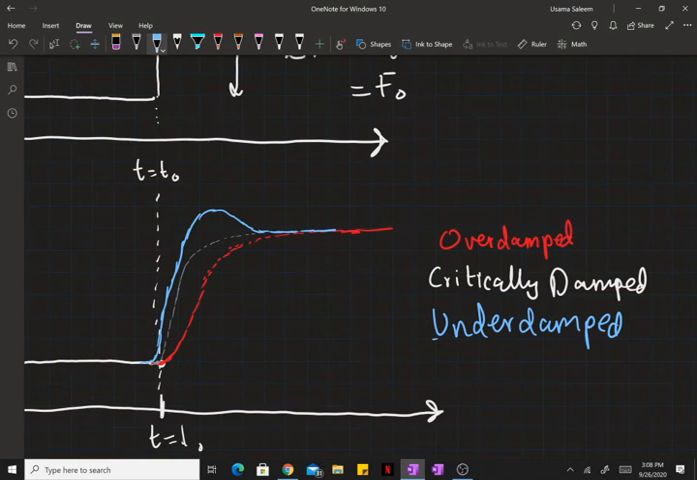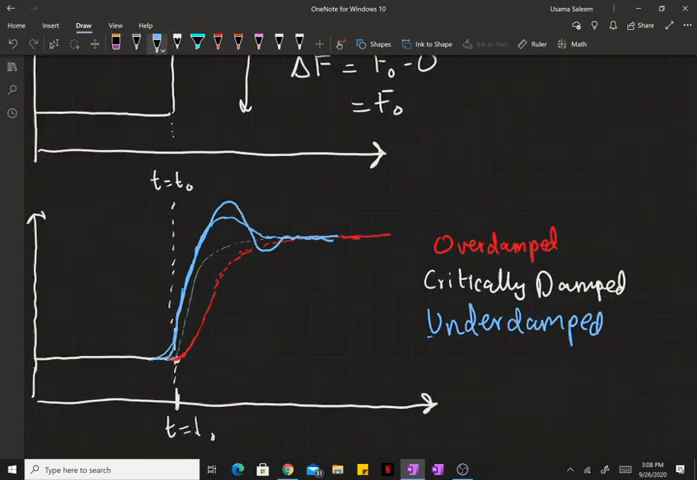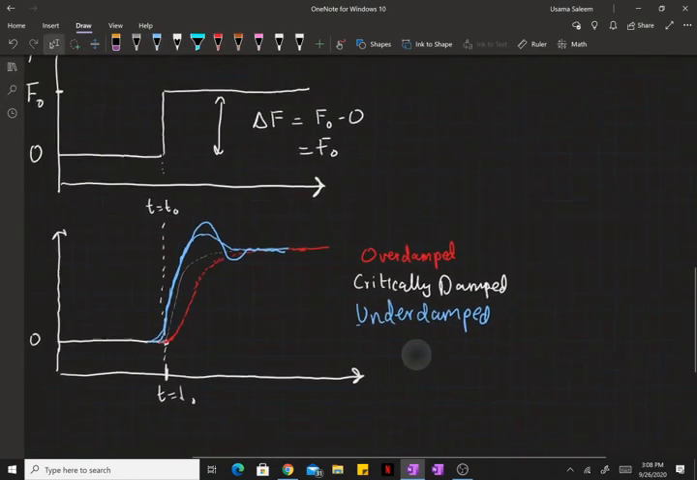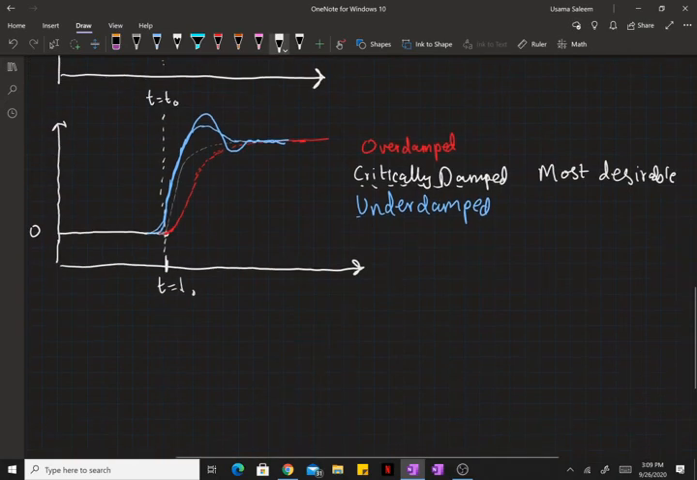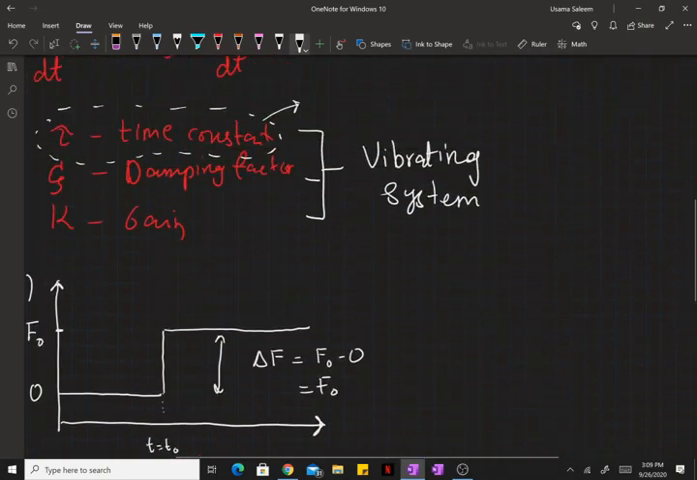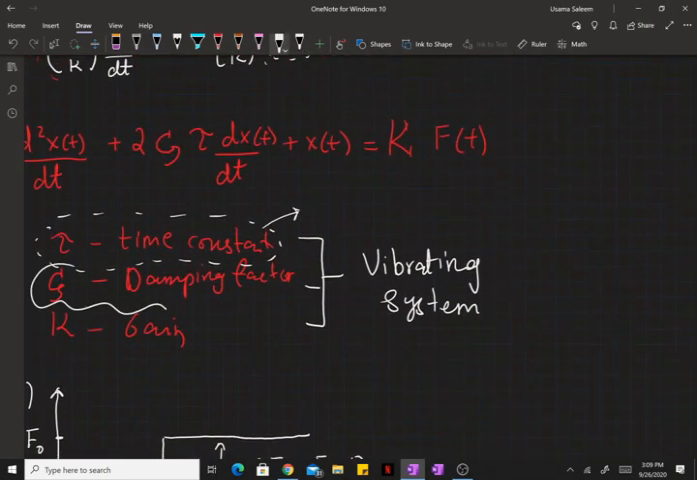So, when a process is underdamped, it will usually exhibit a tendency to overshoot and oscillate before it reaches its final stable position. So, from a stability standpoint, a critically damped system is the most desirable state. And the different degrees of damping in a second order model are controlled by the value of the damping constant eta, this right here.